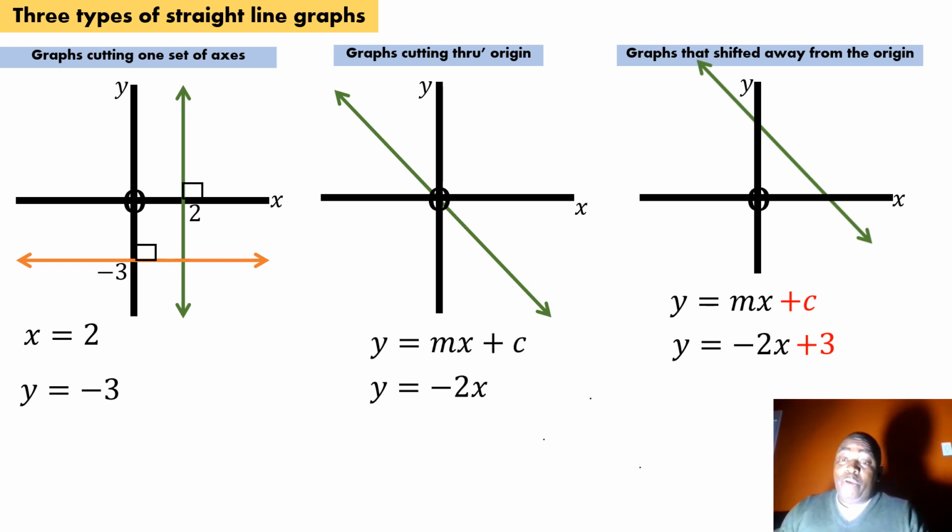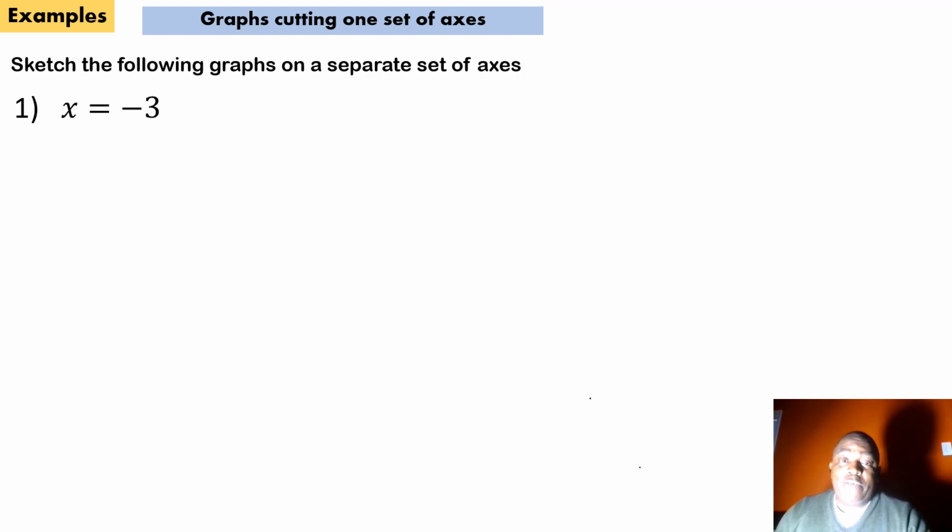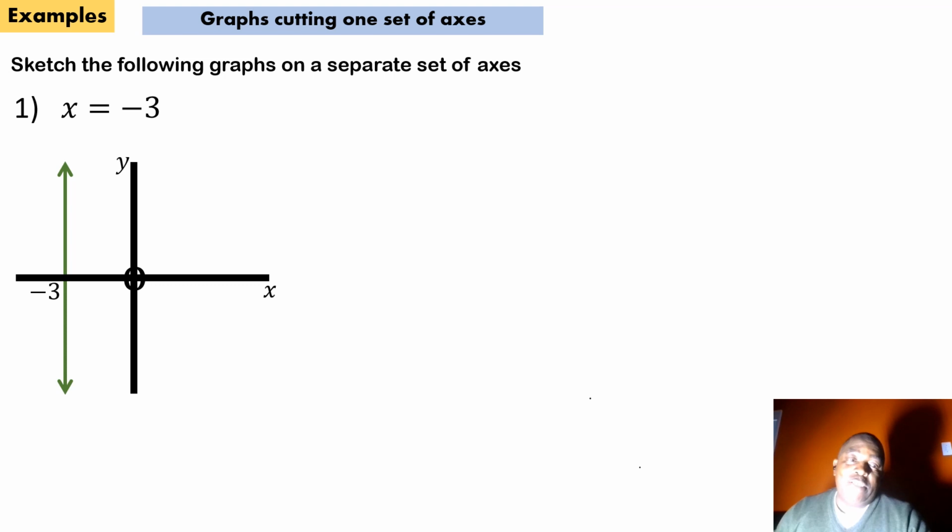And every time you look at your equations during the sketching, you want to be able to identify what kind of graph you're dealing with. So let's look at examples. Start with the ones that cut one set of axes. Very easy, straightforward. x is equal to -3. That graph cuts the x-axis at -3.